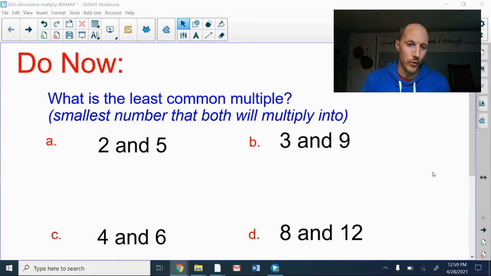So for part A, 2 and 5, both of them would multiply into what other number? Okay, well, figure out the least common multiples for all of those problems. Hit pause till you got them, and I'll be waiting here until you get those done.